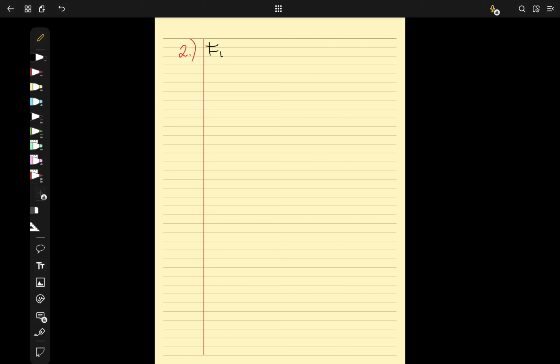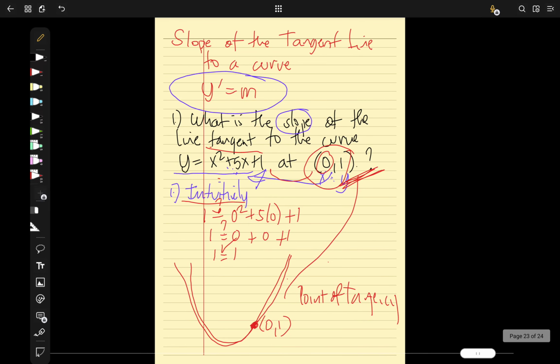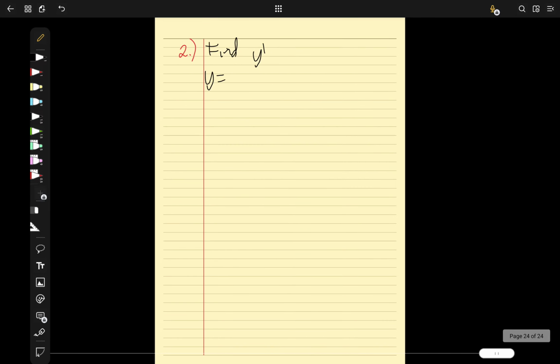Find y prime. So, if y is equal to x squared plus 5x plus 1, let us solve for y prime. So, y prime is equal to, derivative ng x squared is 2x, derivative ng 5x is 5. Okay, so y prime is equal to 2x plus 5. Check. Now, next, number 3.